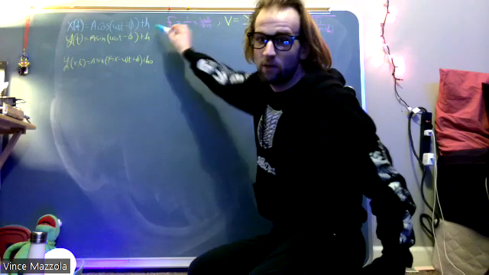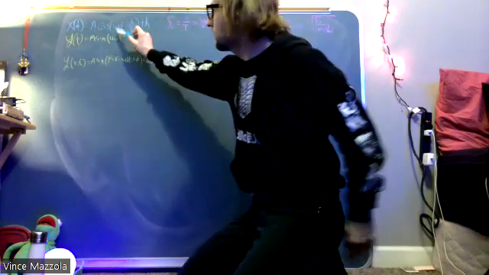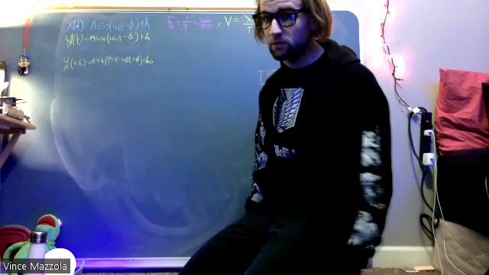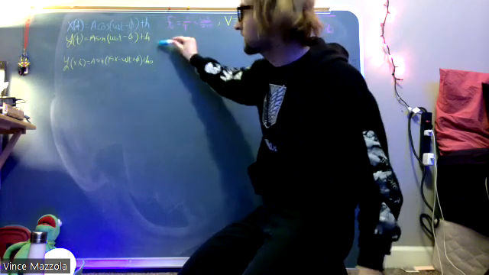A cosine omega naught t minus phi plus h, which has amplitude, angular frequency, which I think we just called b so far, phase shift phi, and h being the initial height. Same thing with the sine wave.